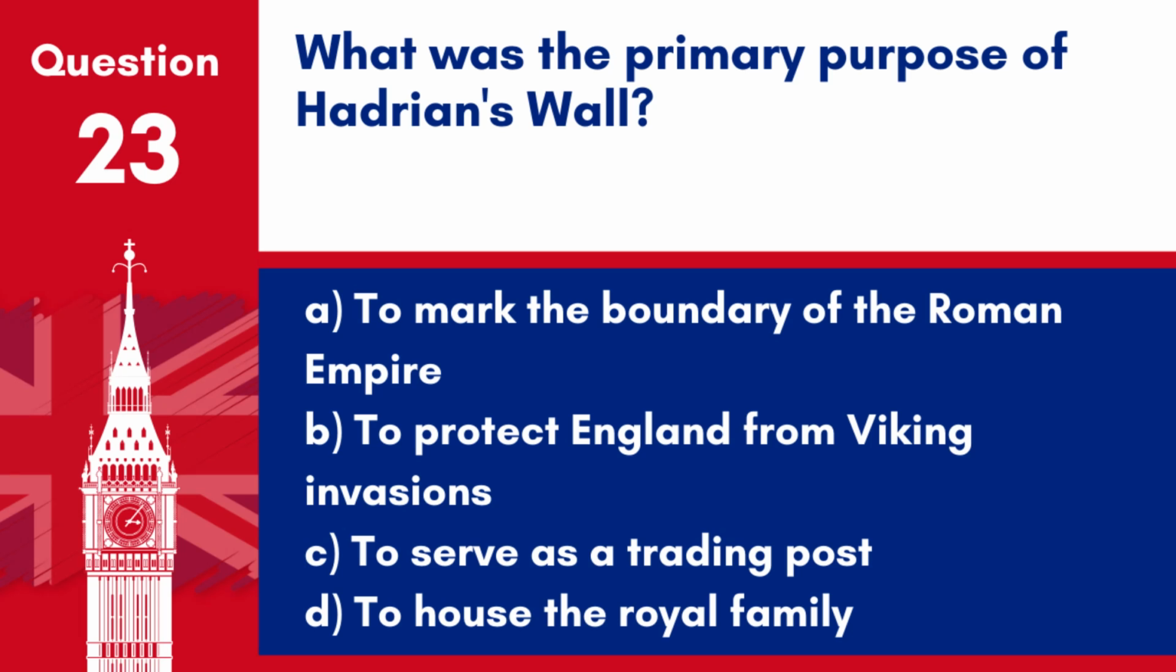Question 23. What was the primary purpose of Hadrian's Wall? A. To mark the boundary of the Roman Empire. B. To protect England from Viking invasions. C. To serve as a trading post. D. To house the royal family. Answer A. To mark the boundary of the Roman Empire. Hadrian's Wall was primarily built to mark the northern limit of the Roman Empire in Britain.